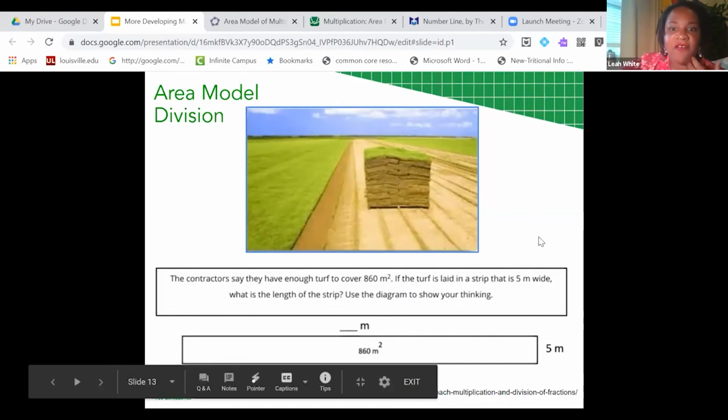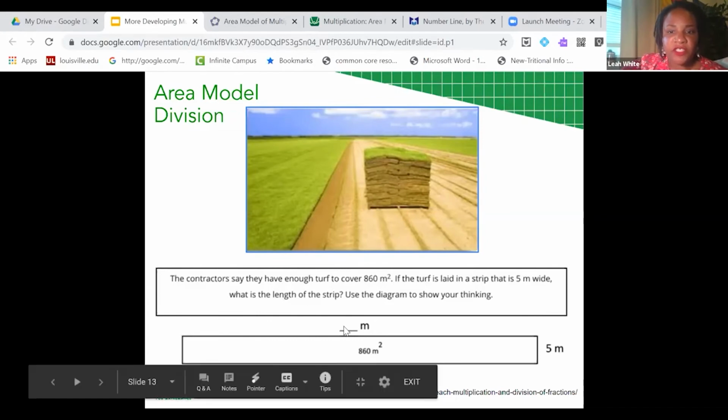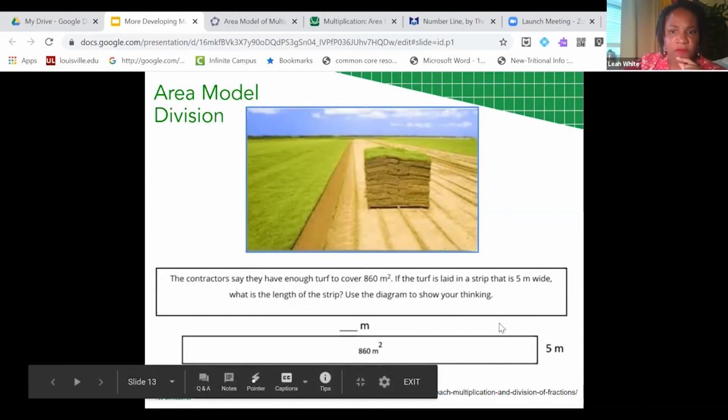Here I have a problem, and it says the contractors say they have enough turf to cover 860 square meters. If the turf is laid in a strip that is 5 meters wide, what is the length of the strip? Then it says use the diagram to show your thinking. So here's a diagram that was provided. If you want to unmute or share in the chat, how would a student go about this division problem in the same way we did the area model problems?